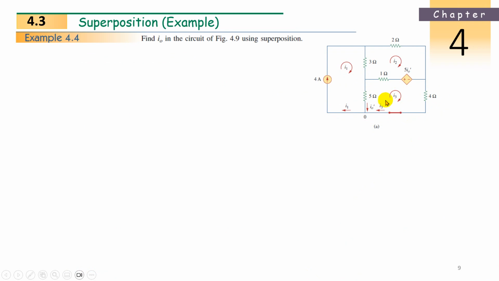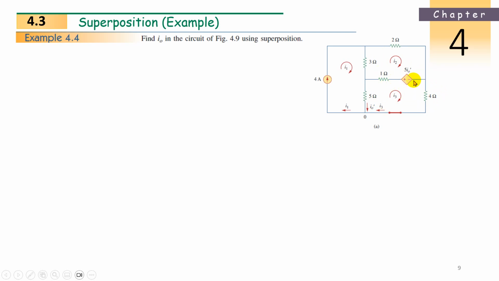Next, in this 4 ohms, no other current. In this 5 ohms, another current is flowing, that is I1, in the opposite direction, so minus 5 I1. In this resistance also, another current is flowing, that is I2, so minus I2. So in total we got 3 terms: 10 I3 minus 5 I1 minus I2.